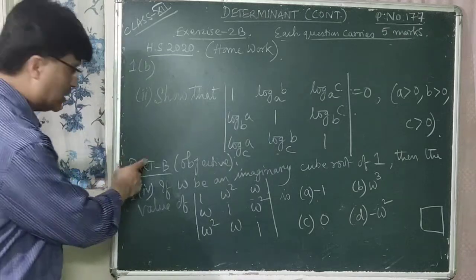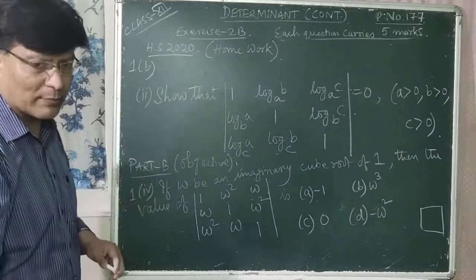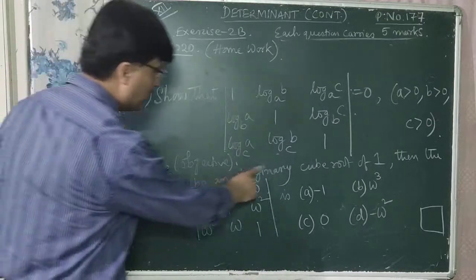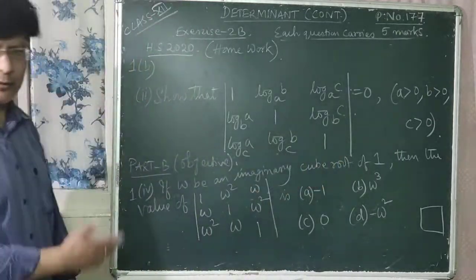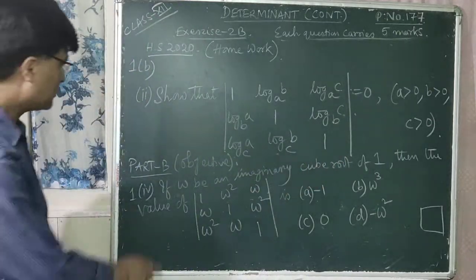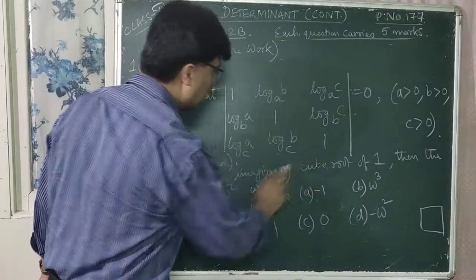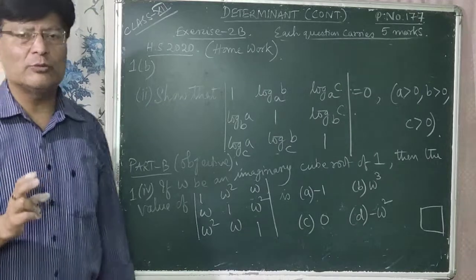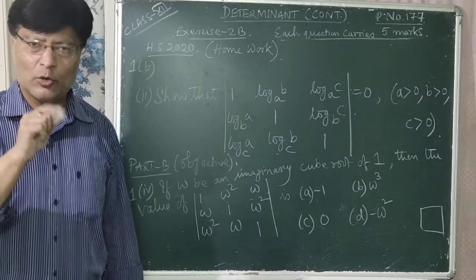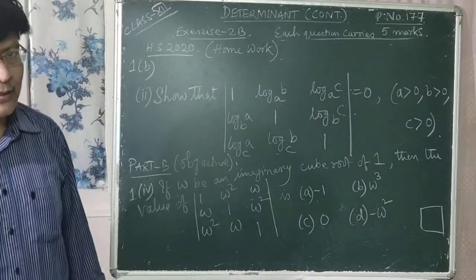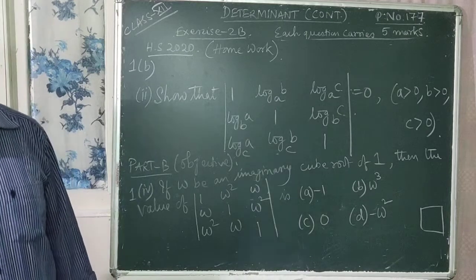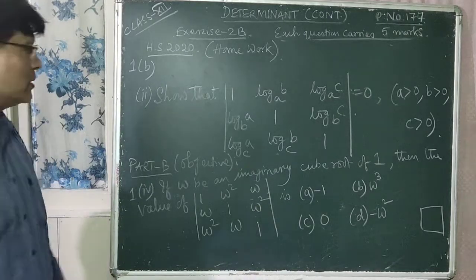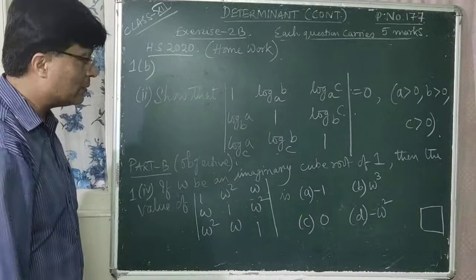Now in part B, this is objective type of question. It carries only 1 mark. Okay? If omega be an imaginary cube root of 1, we have done this type of problem, isn't it? You know that if omega be an imaginary cube root of 1, what can you write? Omega cube is equal to 1 and 1 plus omega plus omega square is equal to 0. Right? So we have to use this formula.